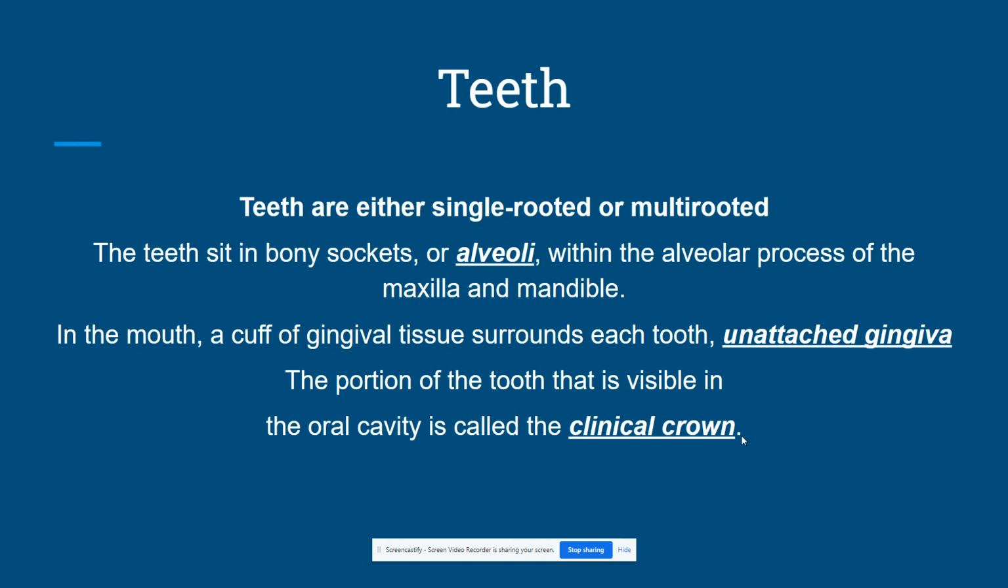Okay, like I said, this is the last slide for this lesson. So I just want you to remember this here. Bony sockets, the bone around the roots, are called the alveoli. Another word for the unattached gingiva: there is a gingival sulcus. And when you're looking at a tooth that's visible in the oral cavity, it's called the clinical crown.